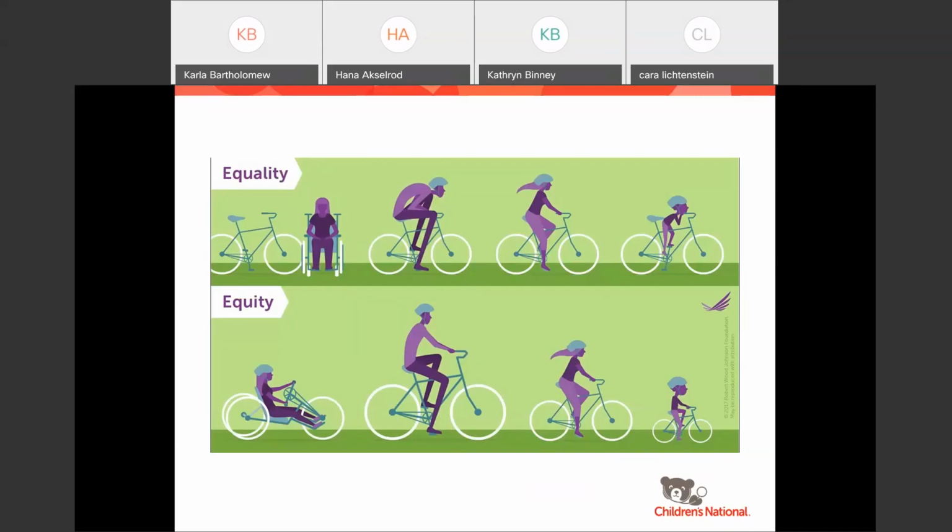In a state of equality, which is represented in the top panel, everybody has the same resources to access health-promoting activities. But if you look closely, that resource seems to only fit one person well and completely leaves out others. In the state of equity, on the other hand, everyone has exactly what he or she needs to participate in the health promotion activity.